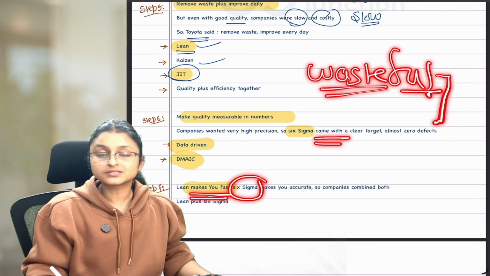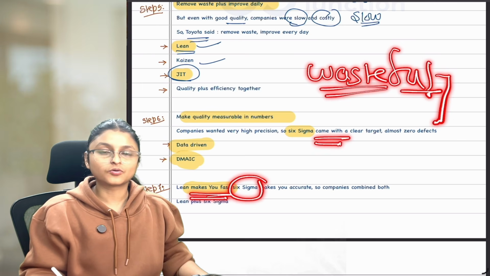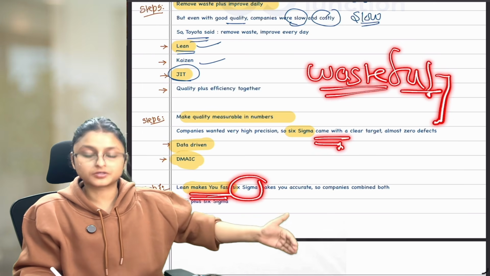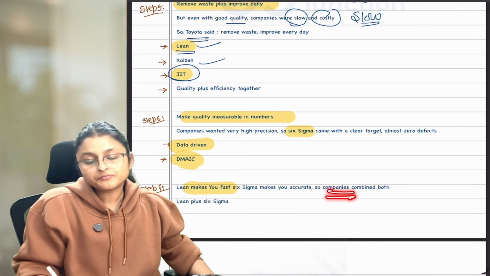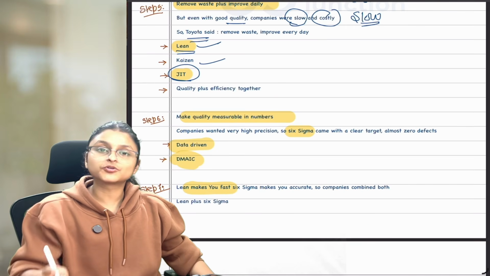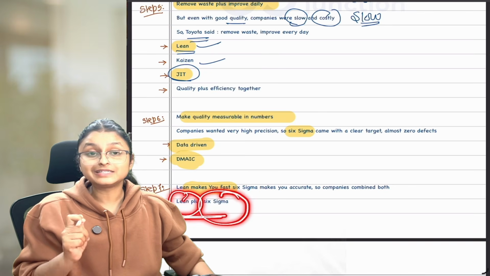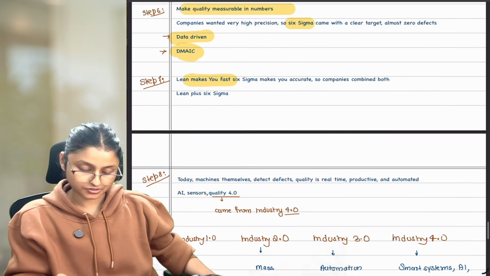Six Sigma makes us accurate to calculate or measure the quality or to reach that zero defect part. So what companies did, companies combined both of them. Companies combined lean with Six Sigma, so they were using lean plus Six Sigma in their organizations.